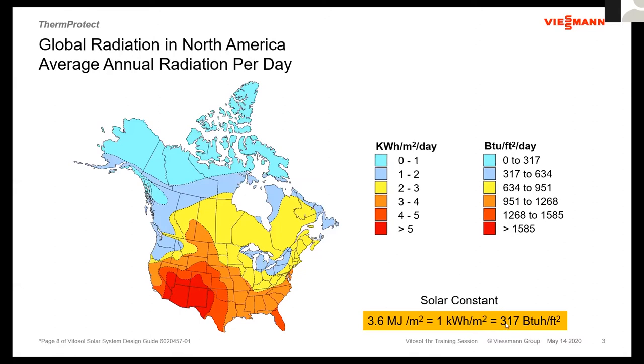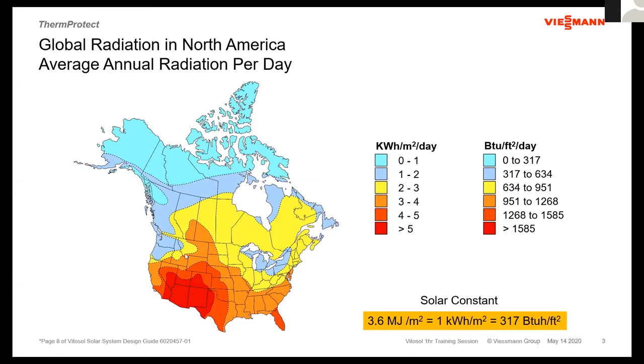But as far as what gets through the atmosphere, on a clear sunny day you'd be dealing with about 317 BTUs per square foot. The solar constant is based on the intensity of the radiation coming from the sun. It's a constant, but sometimes there are dips in that amount of intensity. It's kind of interesting that it has a little bit of fluctuation.